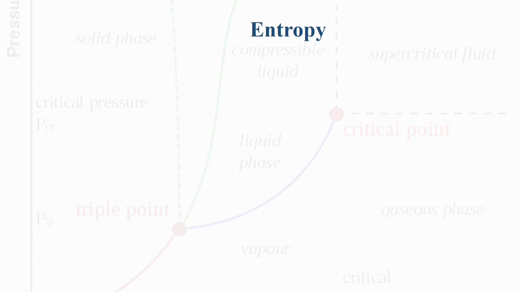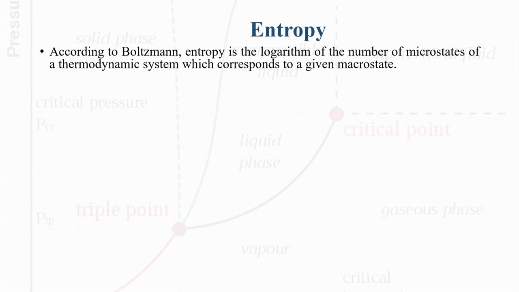Okay, so let me get to this important notion of entropy. According to Boltzmann, one of the founding fathers of this subject, entropy is nothing but the logarithm of the number of microstates of a thermodynamic system which corresponds to a given macrostate. Let me explain what that means. The idea is that if you have a thermodynamic system and somebody tells you that it is in a given macrostate, namely it has a total internal energy which is fixed, a total number of particles which is fixed, and say a volume that is fixed. So, obviously, I am thinking of a gas.